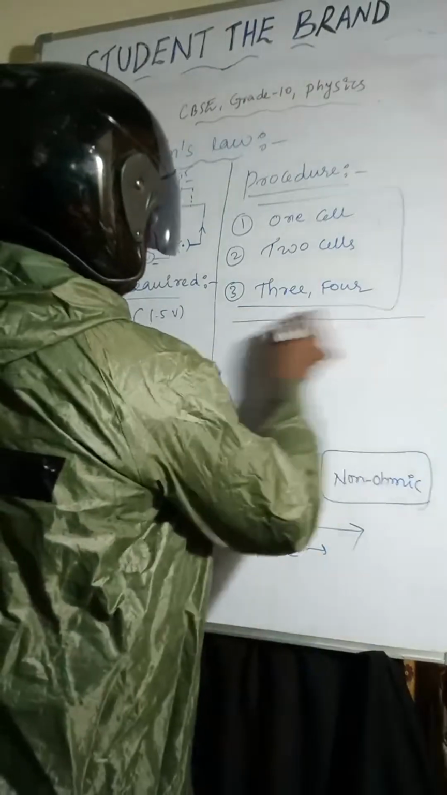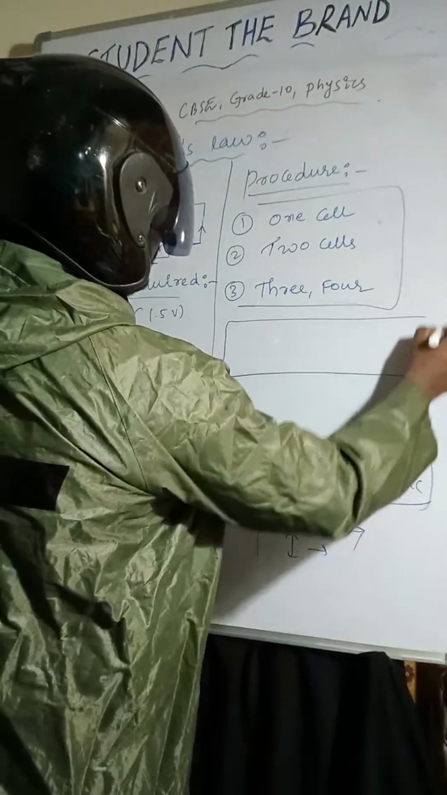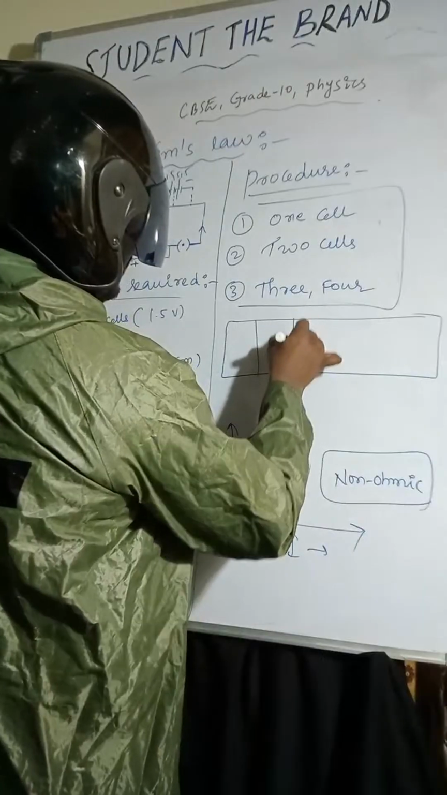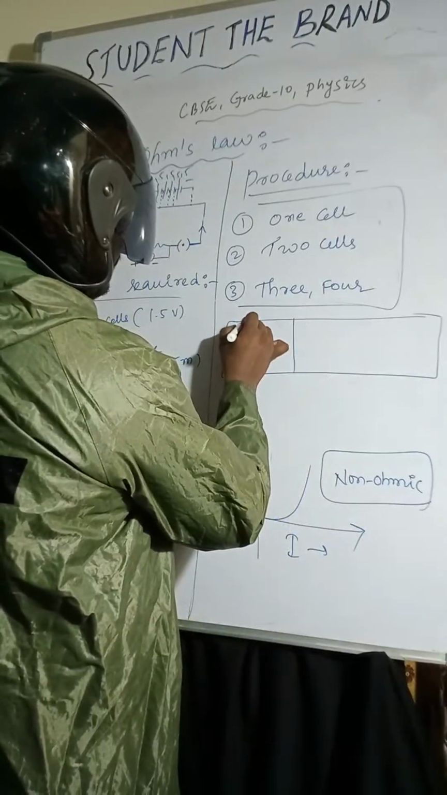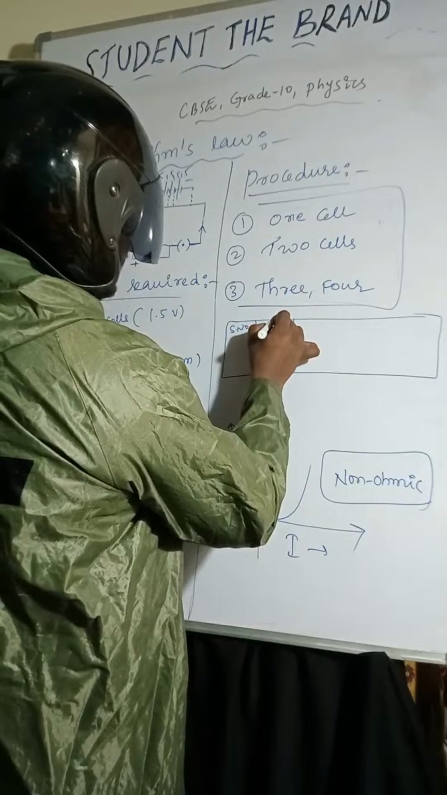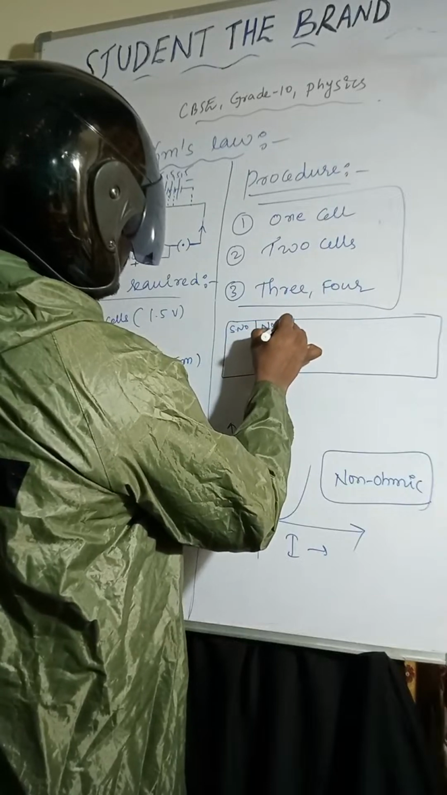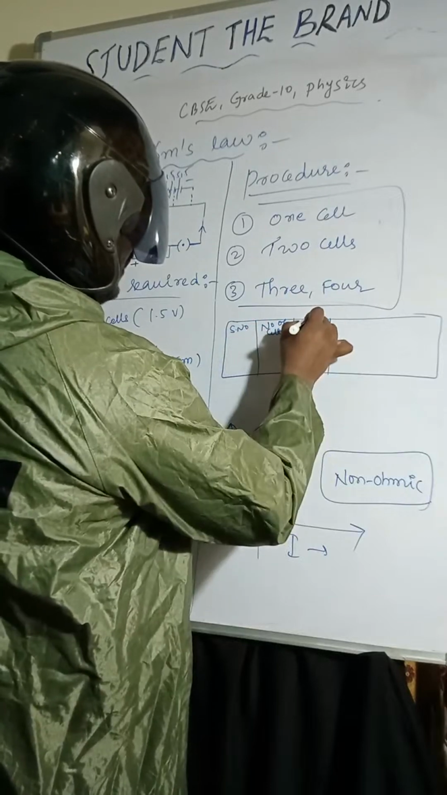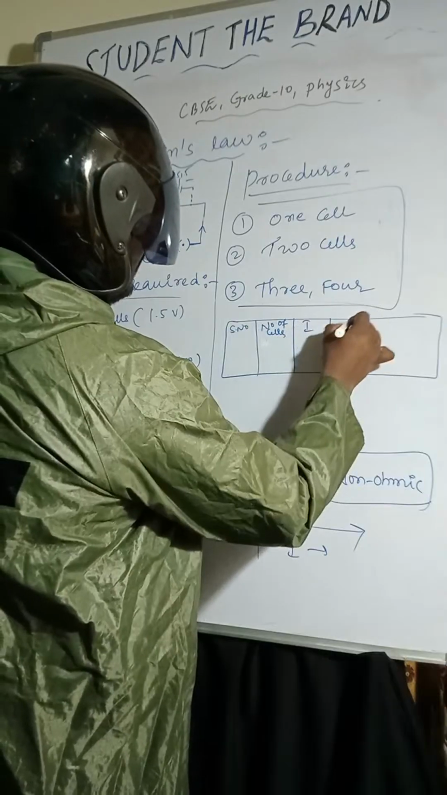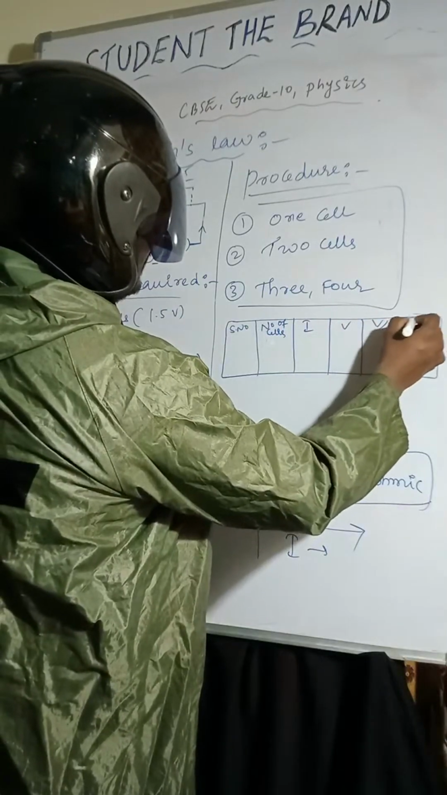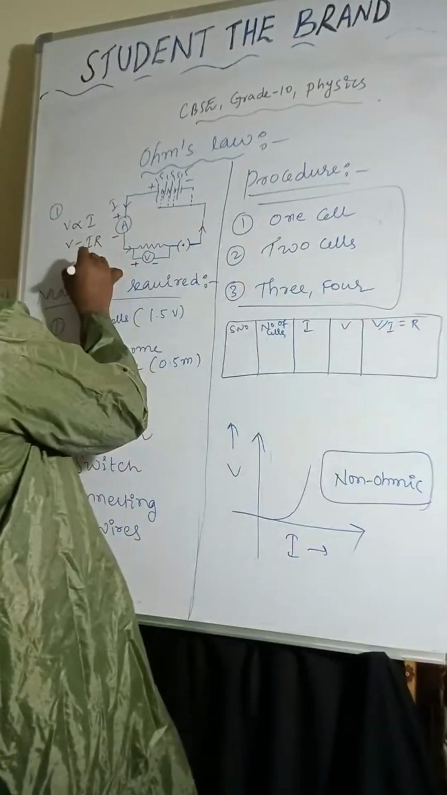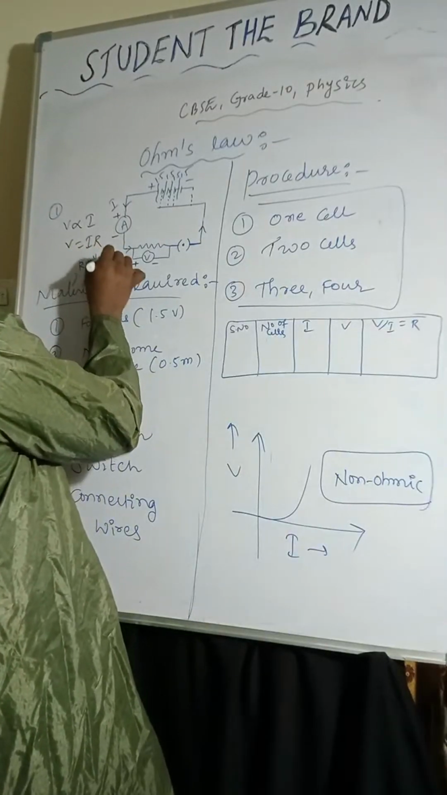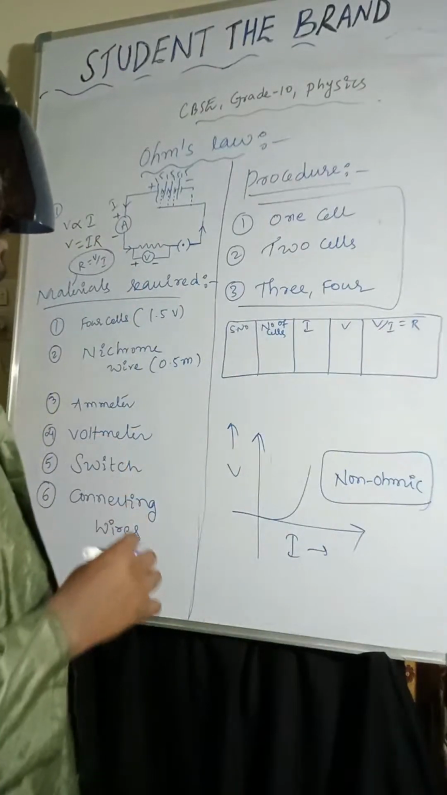So you can take this tabular form: serial number, number of cells, ammeter reading, voltmeter reading, and V by I, that is nothing but R. So here R equal to V by I. So Ohm's law gives the definition of resistance.